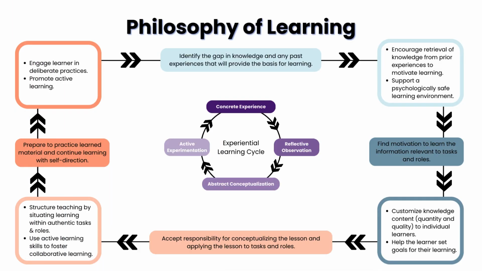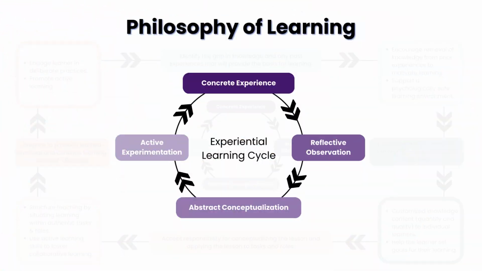Let's walk through this flowchart demonstrating the philosophy of learning. The experiential learning cycle involves a concrete experience that is followed by reflective observation. After observing, the learner develops an abstract conceptualization, which leads to active experimentation and back to experience.